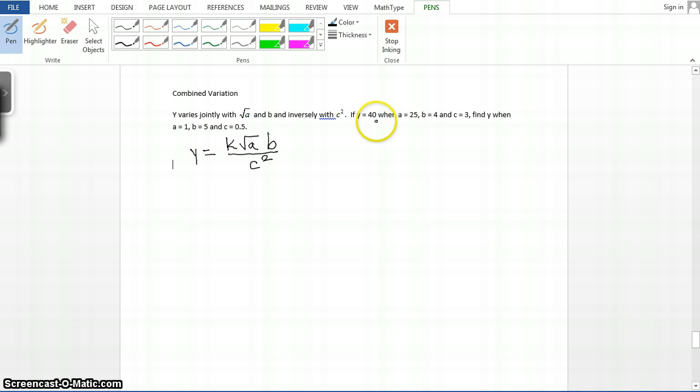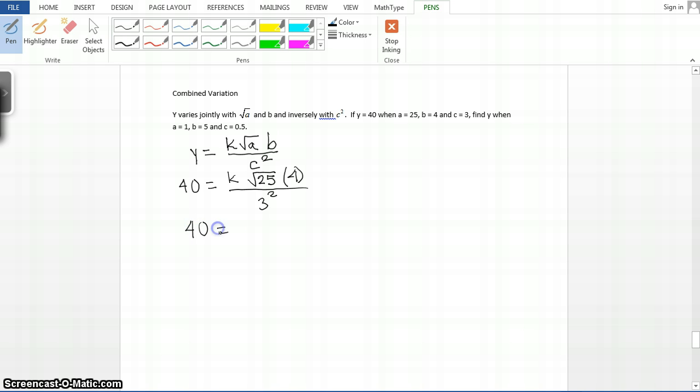Alright, so in general, that's what our combined variation looks like. Now, let's go ahead and plug in this observed condition and we can figure out what our constant is. Y is 40. Right, we don't know our constant. A was 25. Plug that in the square root. B is 4. And C is 3. So it's going to be 3 squared.